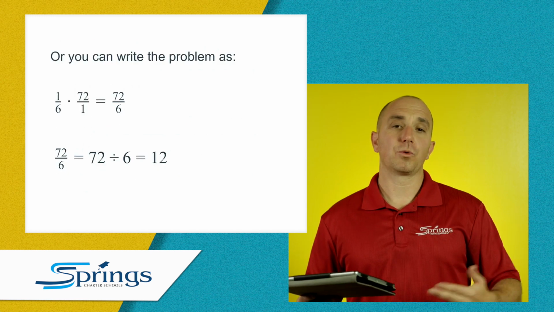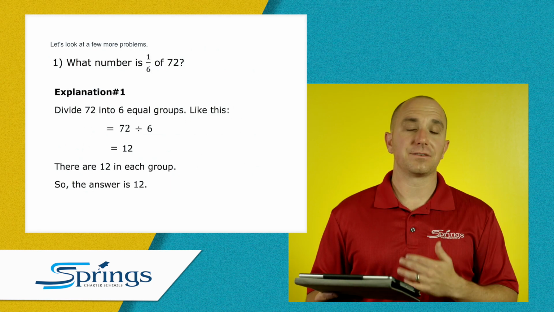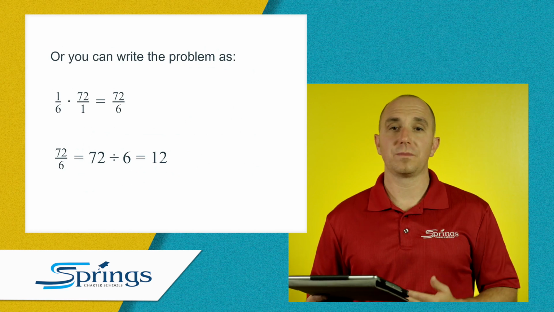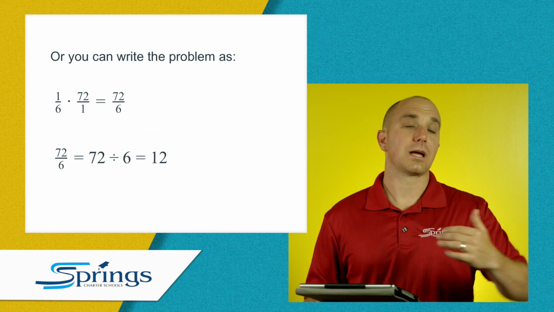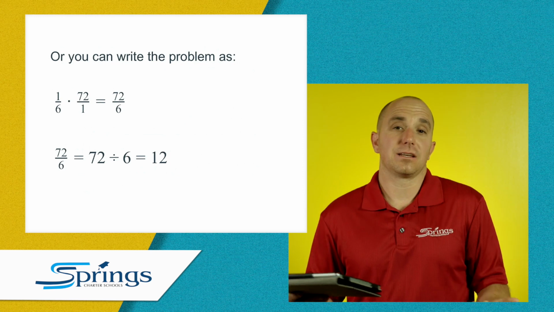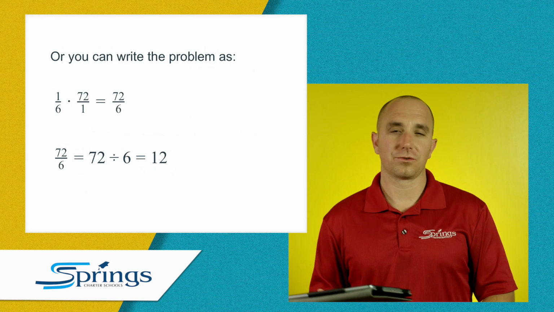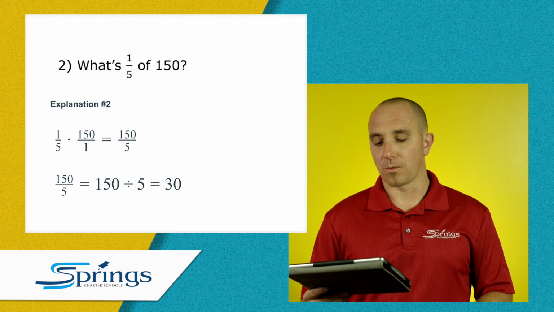Remember, when I read it as what number is 1/6 of 72, you're really multiplying. So 1/6 times 72 over 1, because you have to make 72 a fraction. If you multiply the numerators, 1 times 72 is 72, 6 times 1 is 6, and then you're dividing to put it in simplest form. 72 divided by 6 is 12. They're just different ways to reach the same answer. All right, let's try one more.